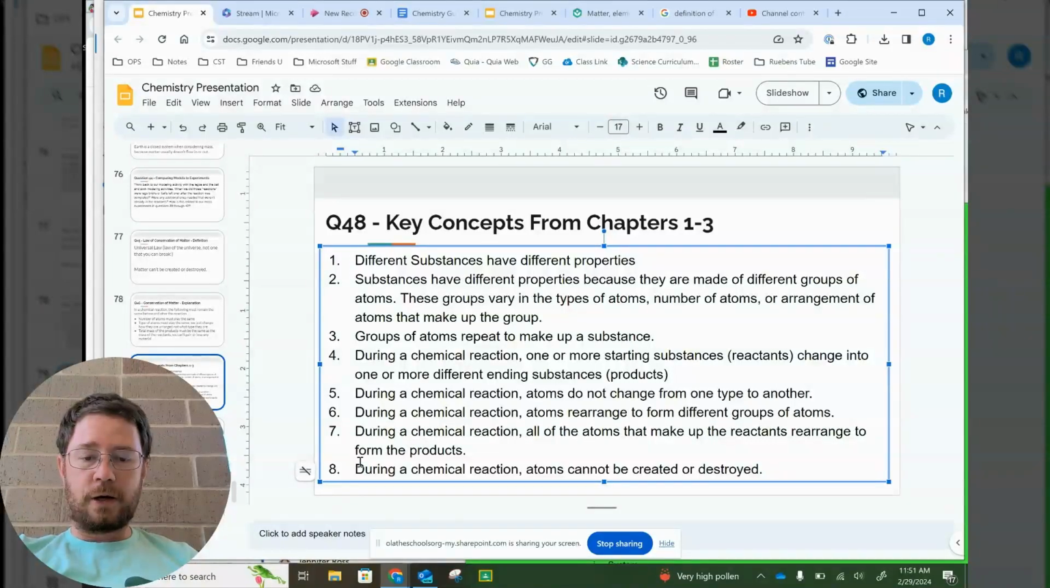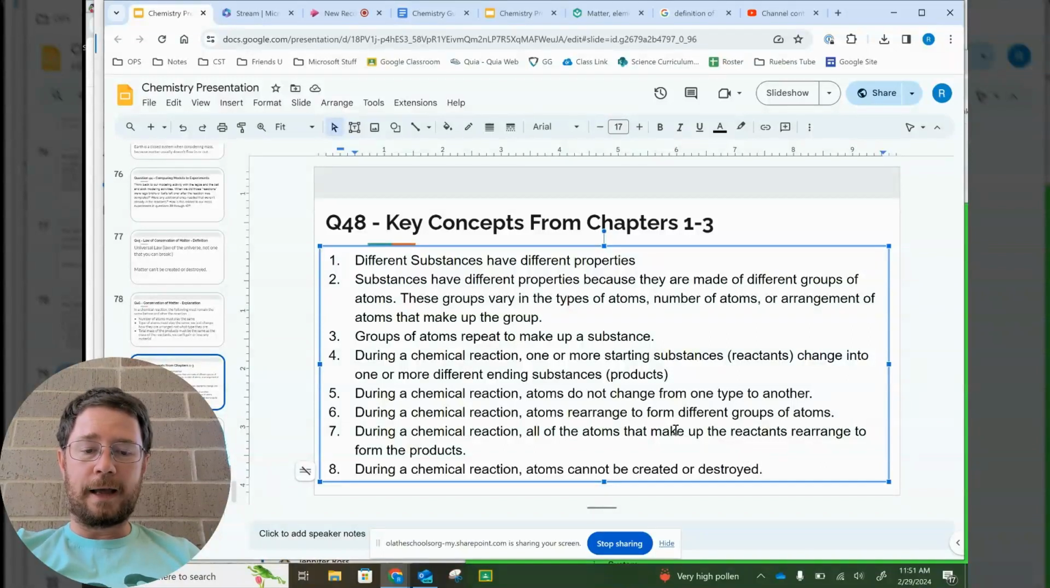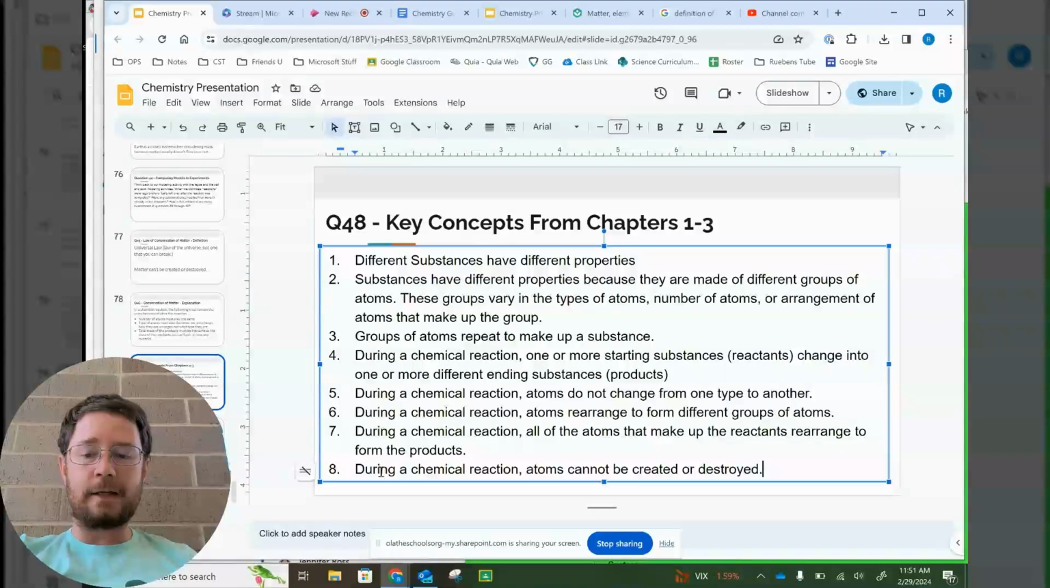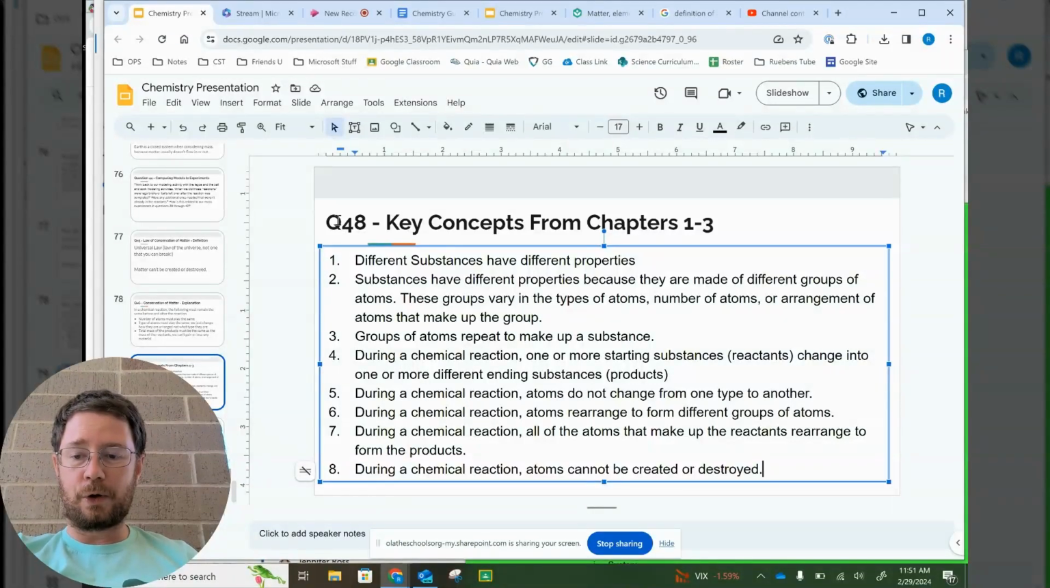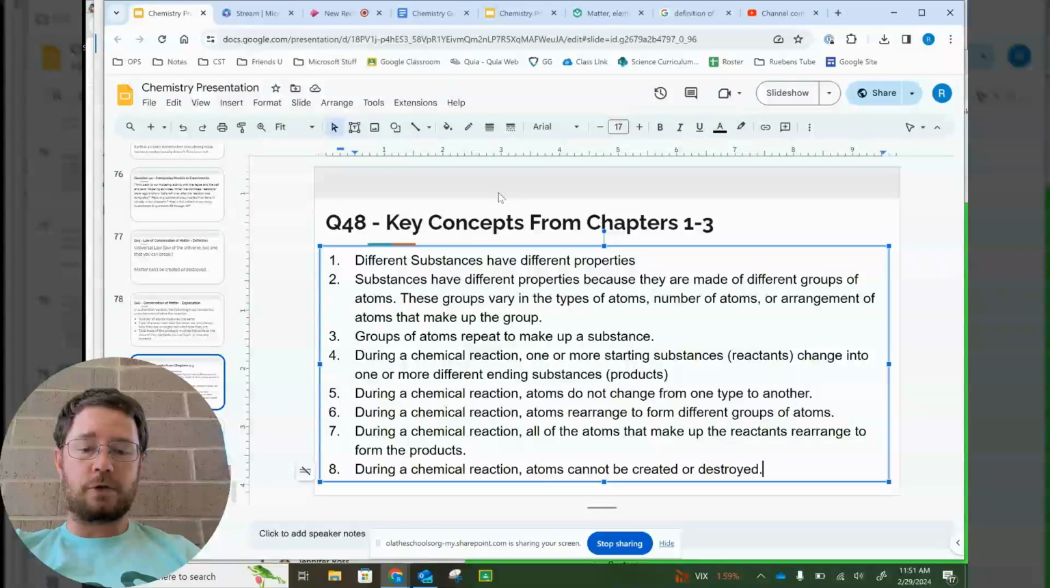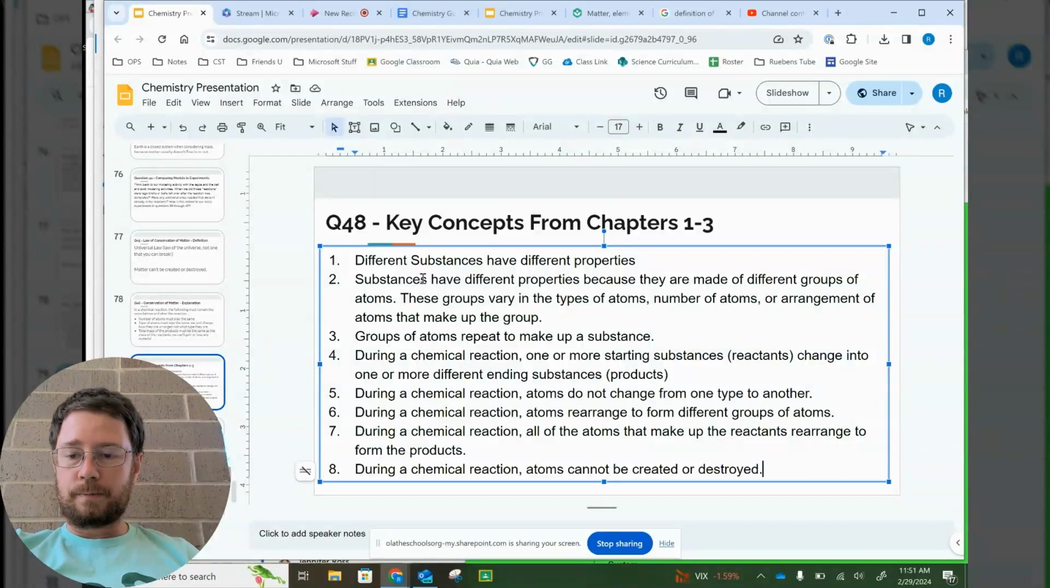Key concept number 8. During a chemical reaction, atoms cannot be created or destroyed. So all the atoms that are there at the start have to be there at the end. All the atoms that are in the products at the end have to be somewhere in the reactants at the start. So make sure you have these 8 key concepts written down in question 48, and then we'll move on to do the vocab.